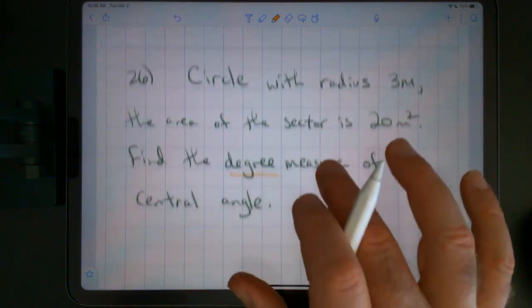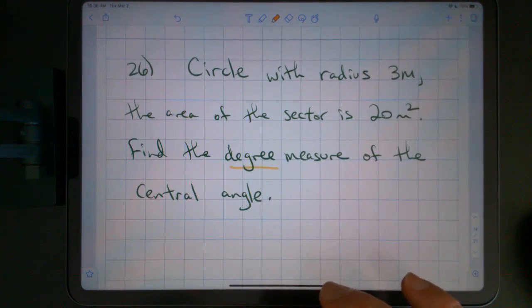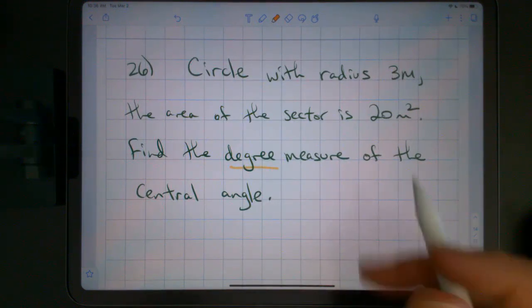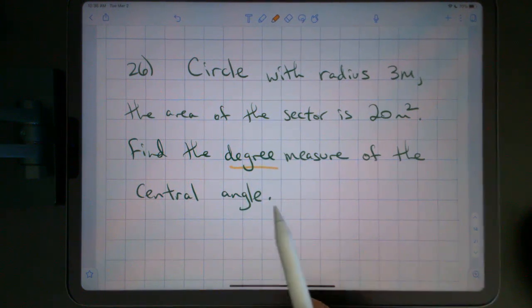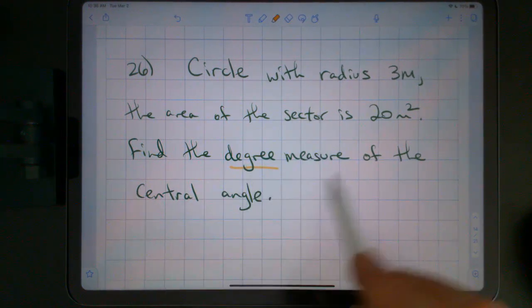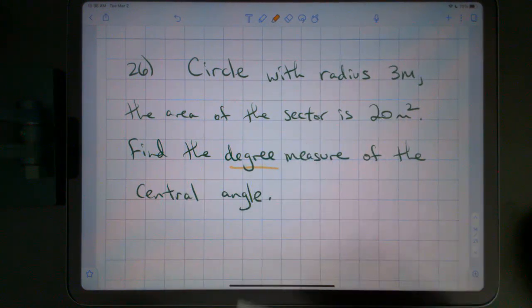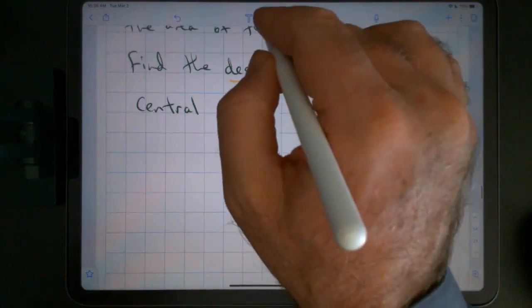So with calculus, you will get a lot of word problems, and you'll just need to piece together the language in the word problem to solve it. Number 26. In a circle of radius 3 meters, the area of a certain sector is 20 meters squared. Find the degree measure of the central angle. Round the answer to 2 decimal places. So this one's asking us to find a degree measure. So we need to first compute this. We'll get radians, and then convert the radians into degrees.